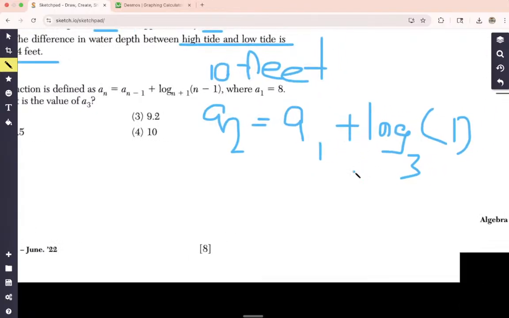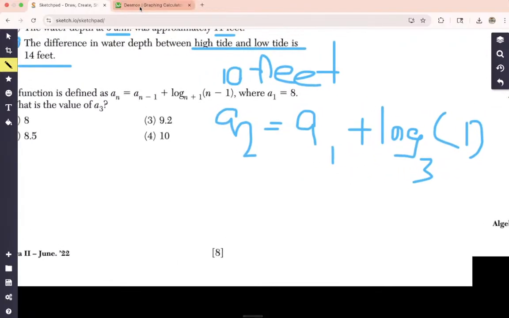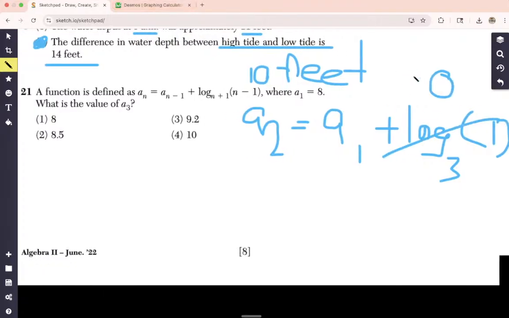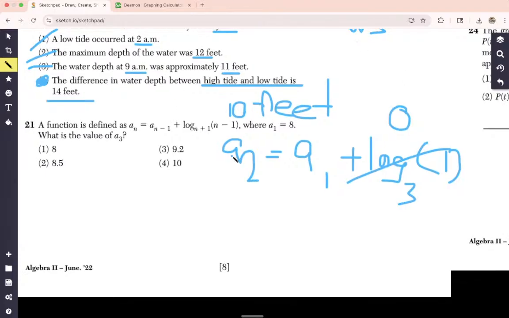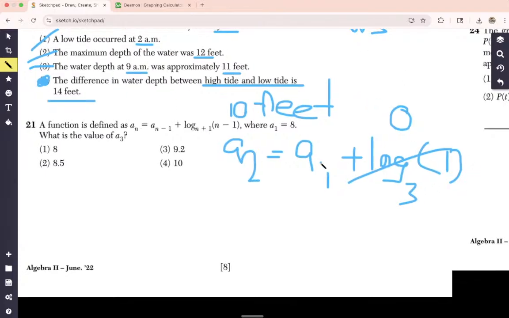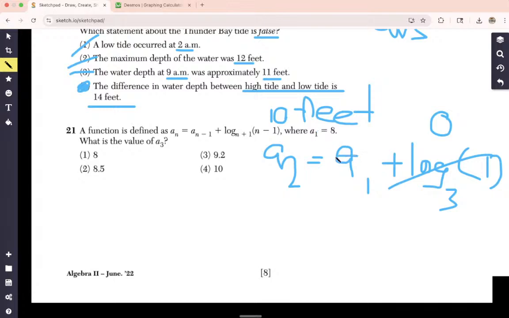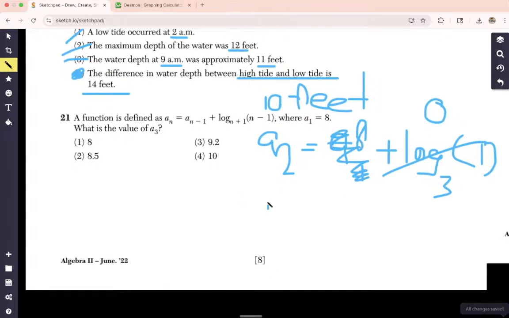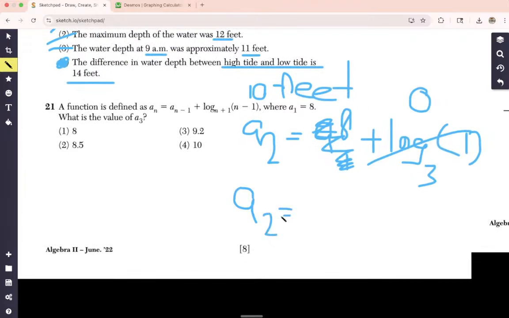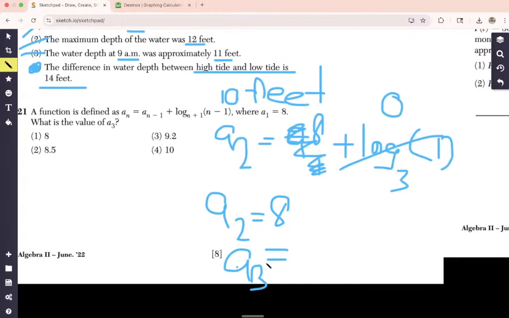Log base 3 of 1, pretty sure that's just going to be equal to 0. Am I right? Yeah, because 3 to the 0th power is equal to 1. And then a sub 1 is 8. So a sub 2 is also equal to 8. Now let's try to find out what a sub 3 is equal to. a sub 3 is going to be equal to a sub 3 minus 1, so just a sub 2.